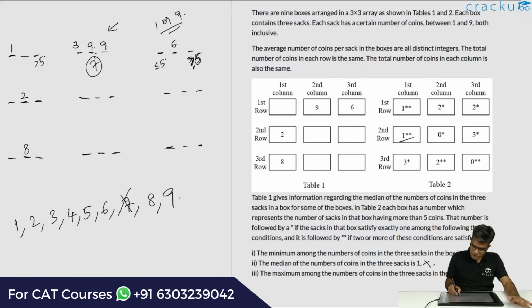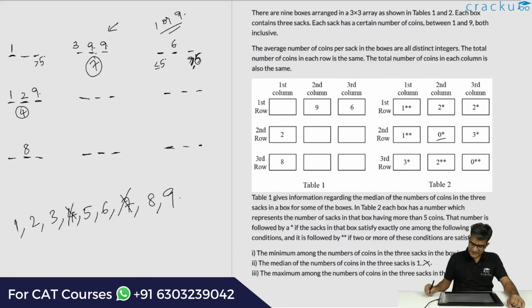Here we are told that two statements are true and one of them is greater than or equal to 5. We know that the middle statement is false because the median of this box is 2. So this has to be true, this has to be true. This would imply that this is 1 and this is 9. And the sum is 12, so the average is 4. So this also can be crossed out.